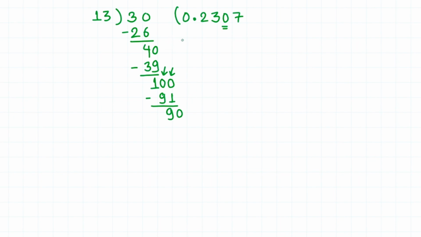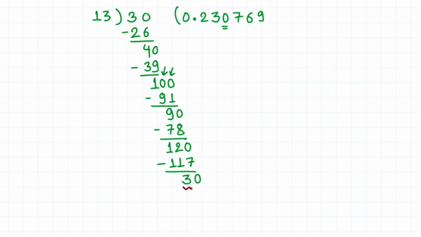Now 13 times what is close to 90, okay? So 13 times 7 is already 91. 13 times 6 is 78. And when you subtract this, you're going to get 12, okay? And then again, we can put a 0 over here. Now 13 times what is 120? So 13 times 9 is 117, okay? And when you subtract this, you're going to get 3. Now, again, we can add a 0 here, right? But we are not going to continue this division. Why?